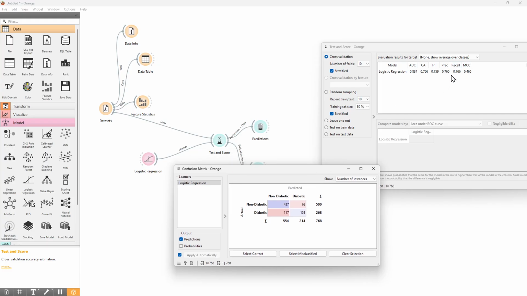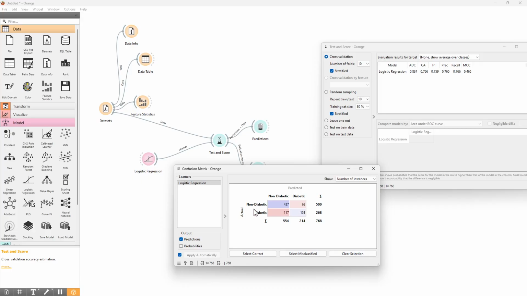So recall, what does it do? Recall basically says this: out of all the positive data points in my data set, how many of them are correctly identified as positive by the model? Okay, so there are positive data points. How many of them are correctly found by the model? Where are the positive data points?